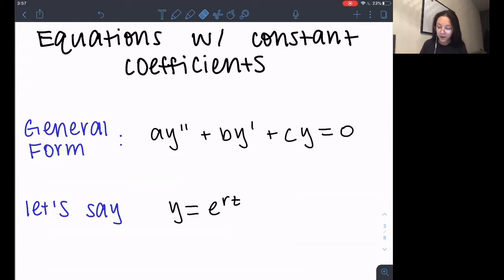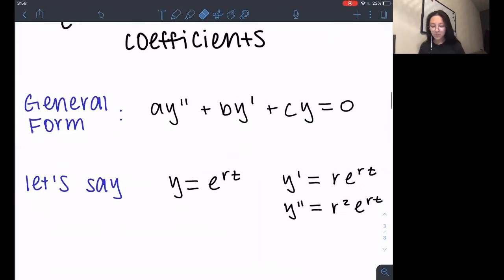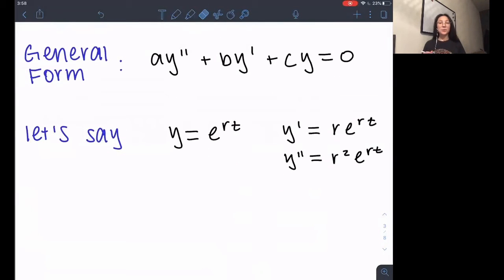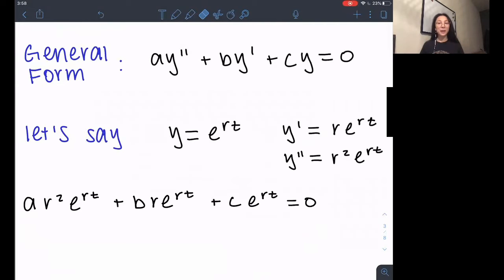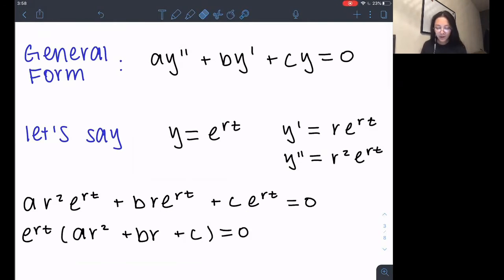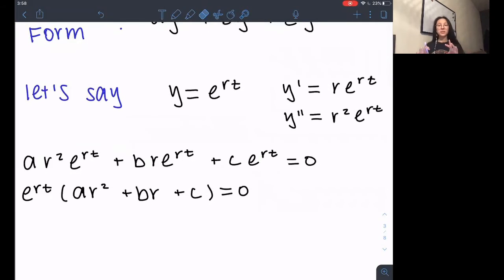In order to do that, we do need y prime and y double prime. So there they are right there, and now we're going to plug them in. Here it is in its expanded form. You'll notice that each term has a common factor of e to the rt, so we're going to factor that out to the outside and put ar squared plus br plus c on the inside.